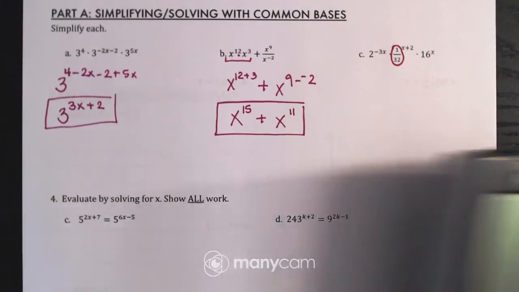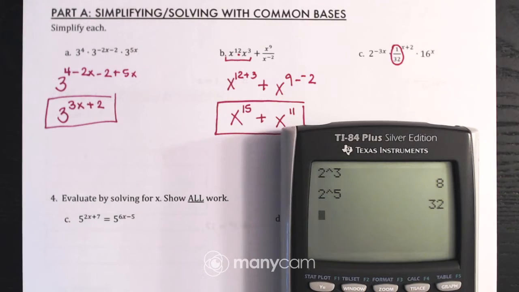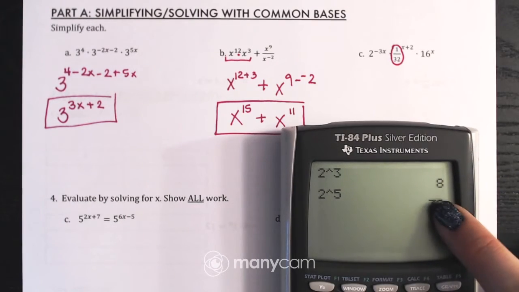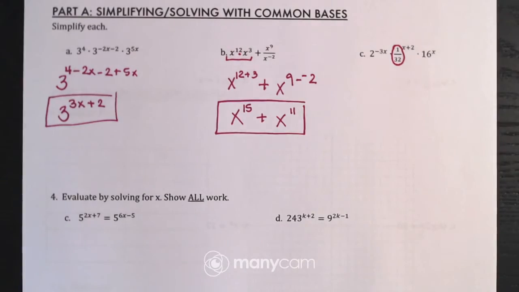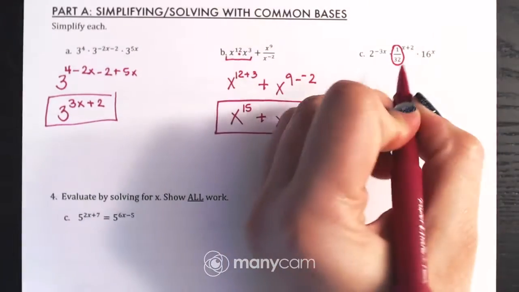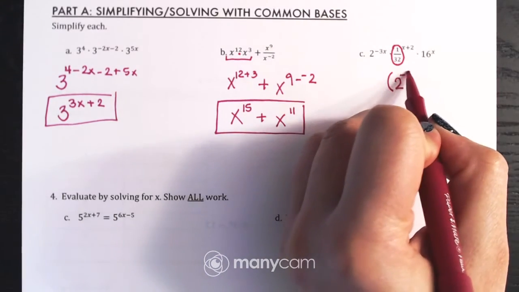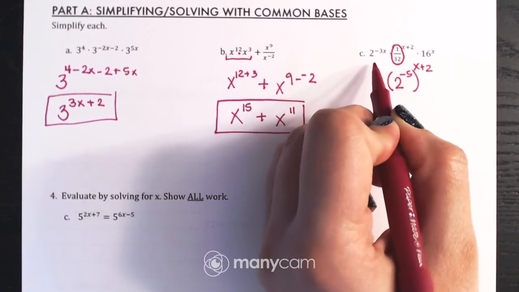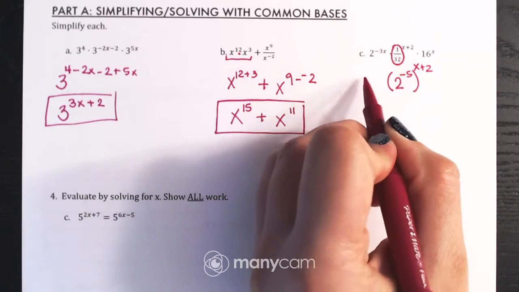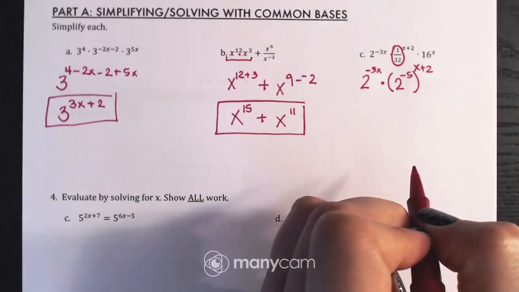So I can guess and check a little bit in my calculator. Let's say like 2 to the 3rd, no. 2 to the 5th, okay, 2 to the 5th is 32, the whole number, but I want a fraction base, so I'm going to use the negative exponent. So when I rewrite that, I'll write it in parentheses, 2 to the negative 5th, and then I bring my x plus 2 with. I still have the first term here, 2 to the negative 3x times this.